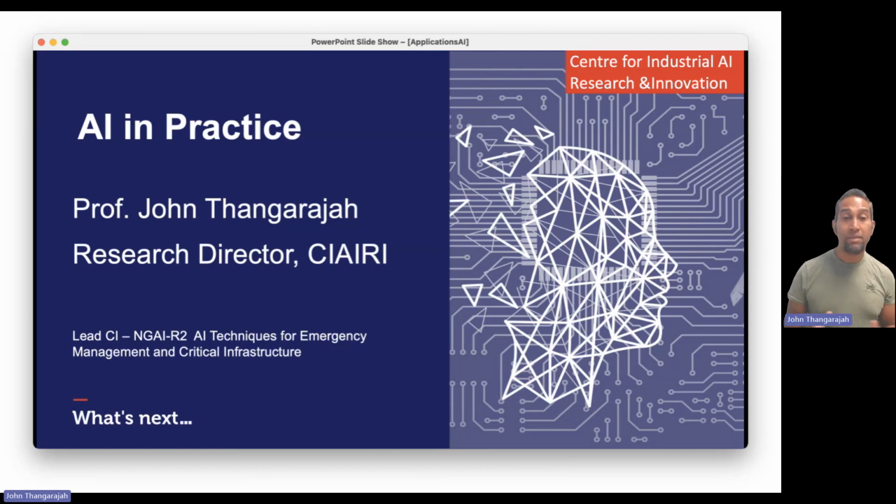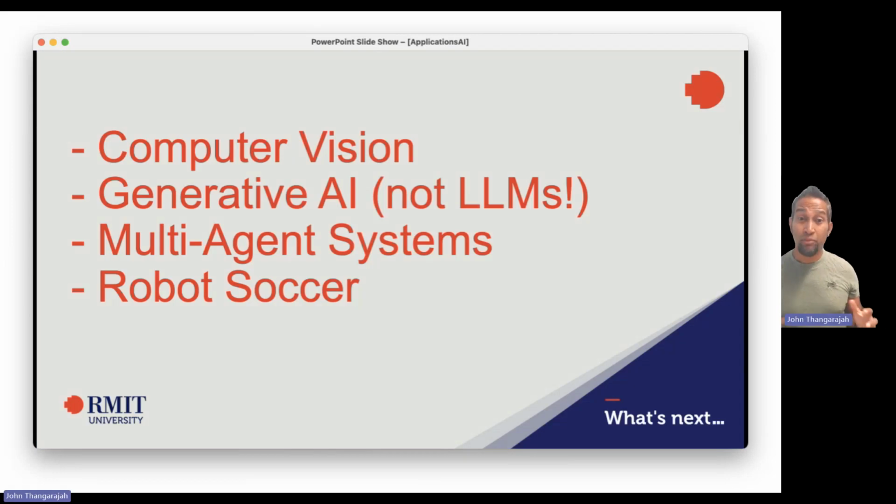So in the next 15 minutes or so, I'll give you some examples of how we've used various AI techniques in practice, and hopefully I'll give you some insight into some different forms of AI that perhaps you have not seen as much before. So I'll talk about computer vision. This you would have known and heard about at least.